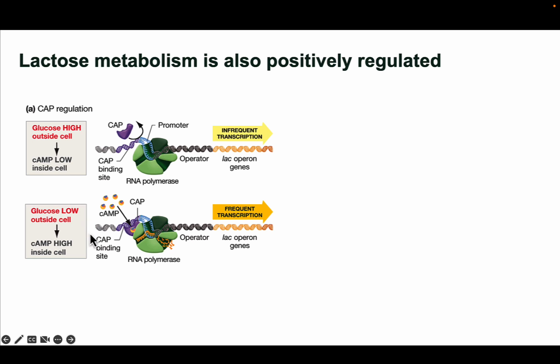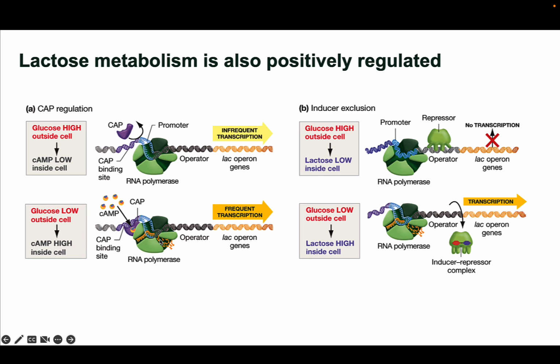When glucose is low outside the cell, however, because of signaling pathways, cyclic AMP, the secondary messenger, is produced, and the levels of that rise inside the cell, and cyclic AMP binds to the CAP protein, changes its conformation, so then CAP can bind to that binding site, and it can aid and enhance the activity of RNA polymerase. So that's how the pathway is positively regulated.